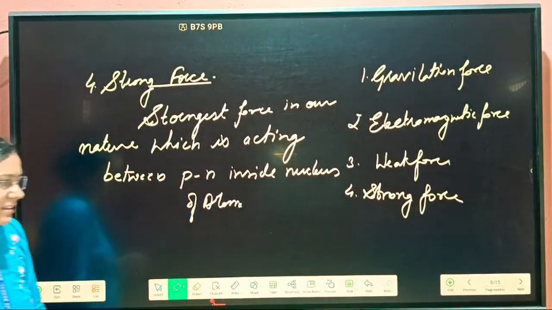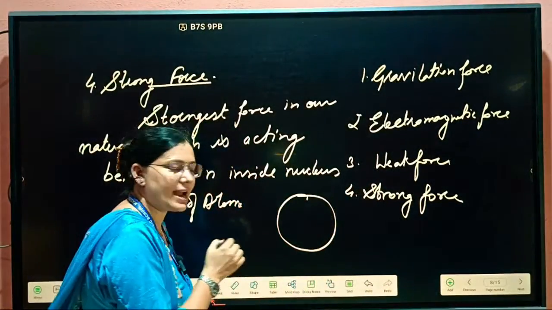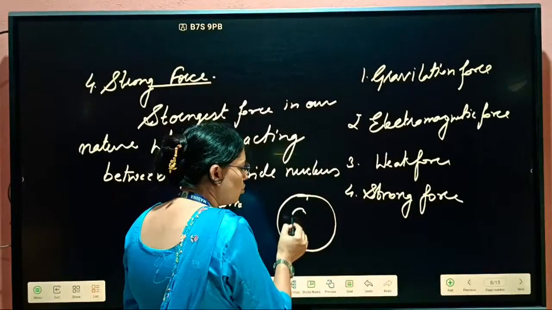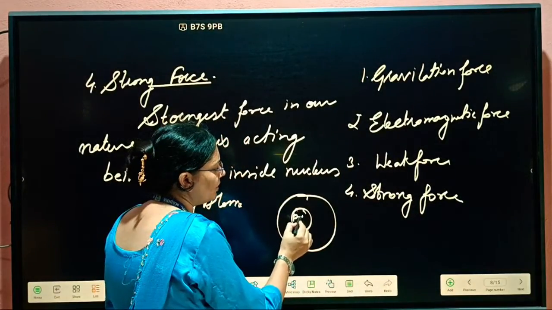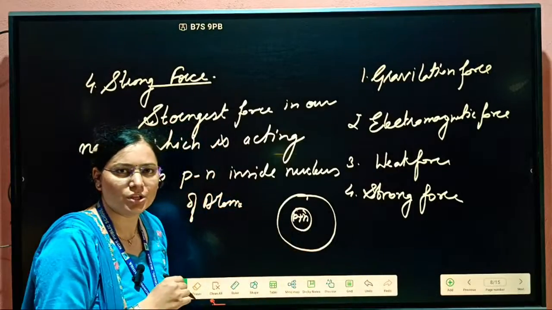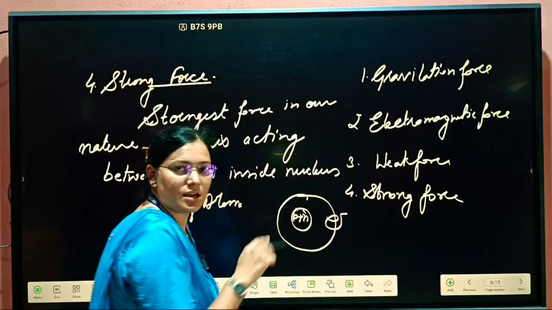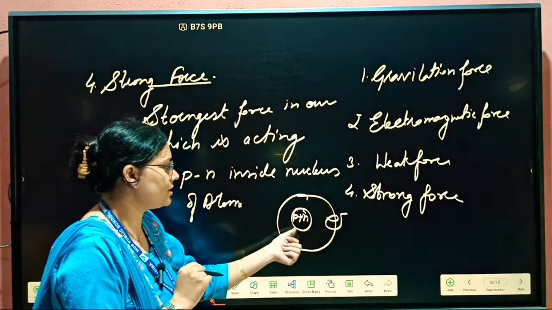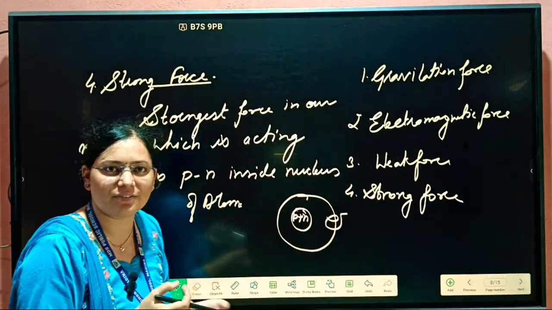Understood? You have already studied the atom in chemistry. Inside the atom there is a nucleus, and in the nucleus there is a combination of neutrons and protons. Surrounding the nucleus, electrons are revolving around it, in a different procedure.